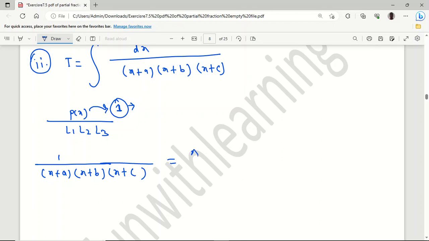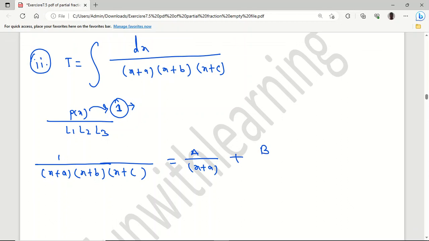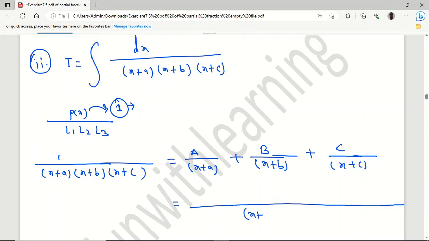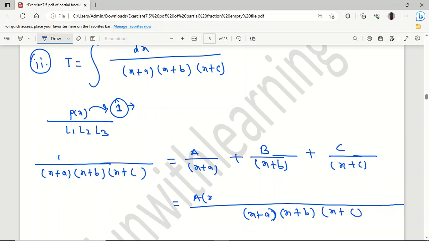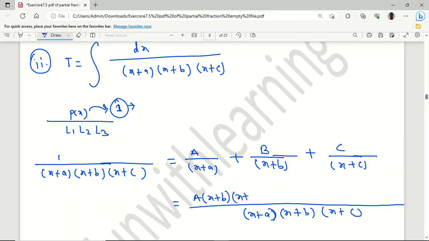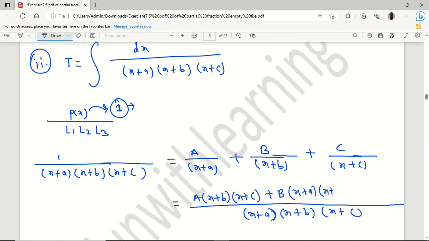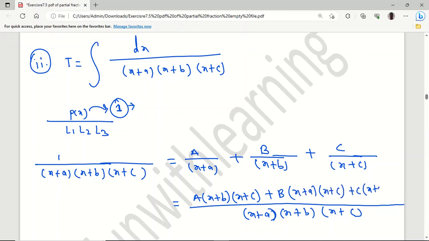So I can write it as a upon x plus a, b upon x plus b, plus c upon x plus c. Although this question seems to be quite easy, it becomes quite hard since everything is in the form of some constant, no specific value is given. Again we can take the LCM, x plus a into x plus b into x plus c: a into x plus b into x plus c, plus b into x plus a into x plus c, plus c into x plus a into x plus b.